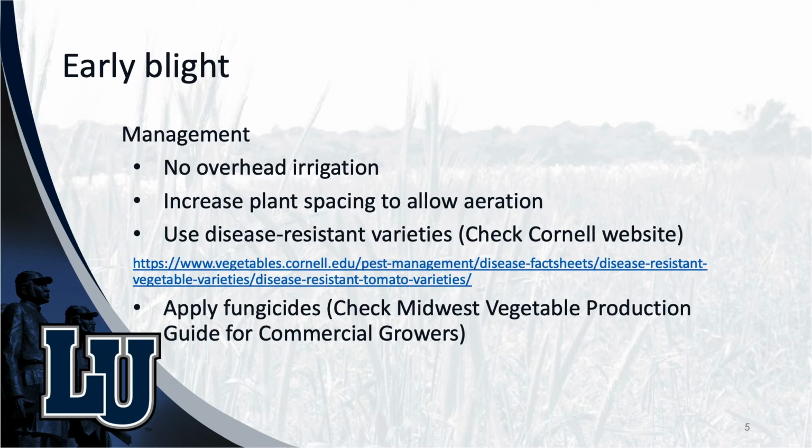You can also apply fungicides if resistant varieties are not available. Whenever you choose to apply fungicide, make sure that the fungicide application occurs before you see the disease. Once the disease is there, it is not going to work, or you will just waste your time and money applying fungicides. And for type of fungicides, you can check the Midwest Vegetable Production Guide, which is freely available, and also the website later on. There are several options available.